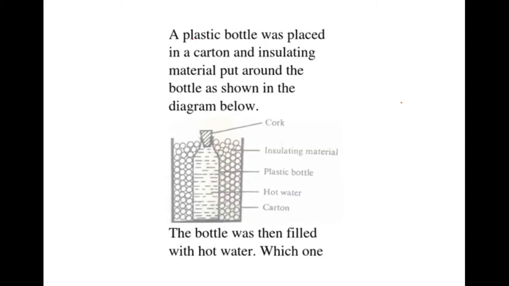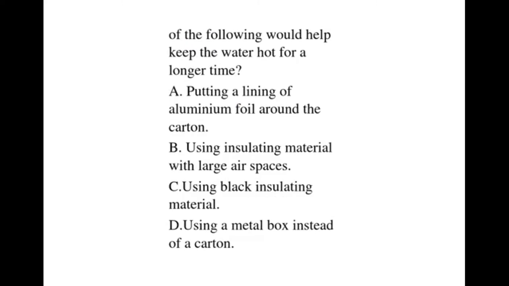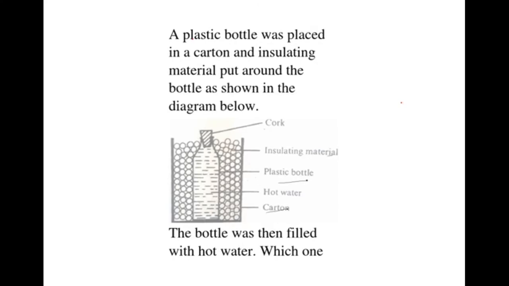A plastic bottle was placed in a carton and insulating material put around the bottle as shown in the diagram below. We have the cork, insulating material, plastic bottle, hot water, and carton. The bottle was then filled with hot water. Which one of the following would help keep water hot for a longer time? When you look at the experiment that was performed, it wanted to test how heat is transferred from one point to another.